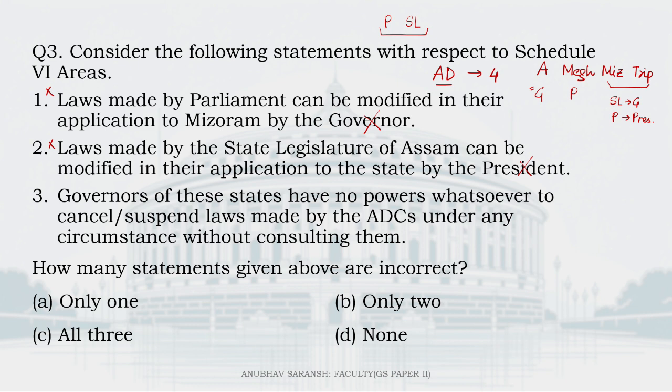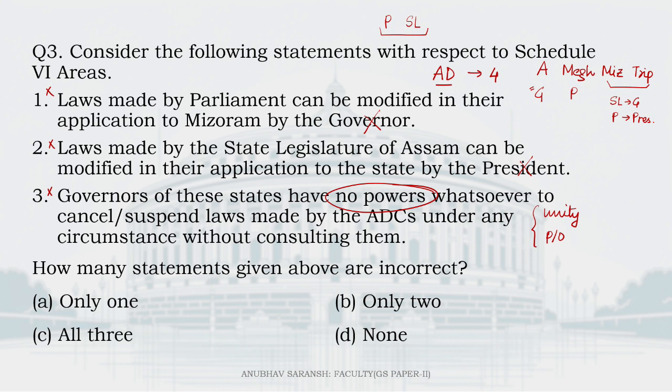Number 3, governors of these states have no powers whatsoever to cancel or suspend laws made by the ADCs under any circumstance without consulting them. Now this is incorrect. Why? Because if at any point of time the ADCs, the autonomous district councils, make laws, rules, regulations, etc., which either threaten the unity, integrity of the country, or are prejudicial to public order, hamper public order, then the governors can cancel, annul those laws, right? So 3 is also incorrect, because the governors do have powers to suspend or cancel those laws, rules, regulations, etc. So all 3 statements are incorrect.